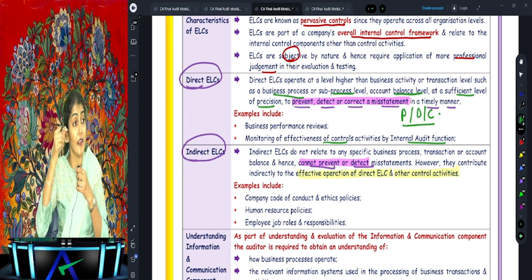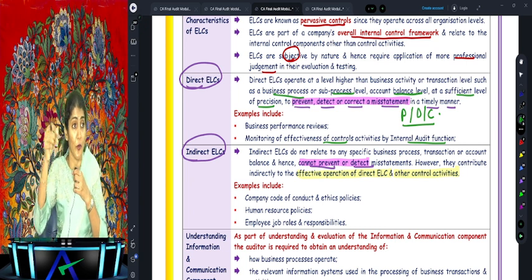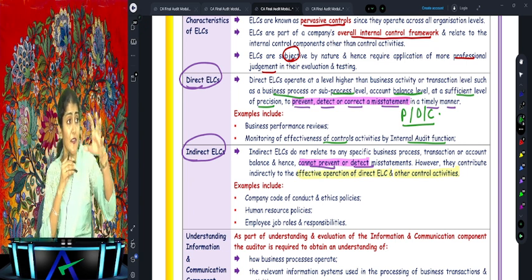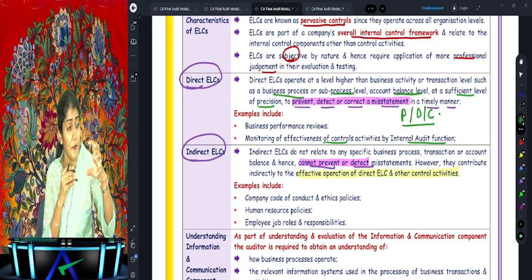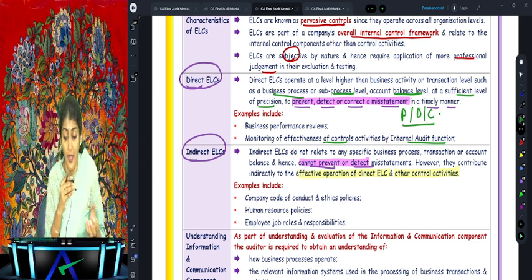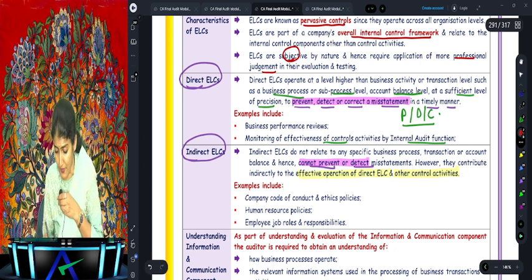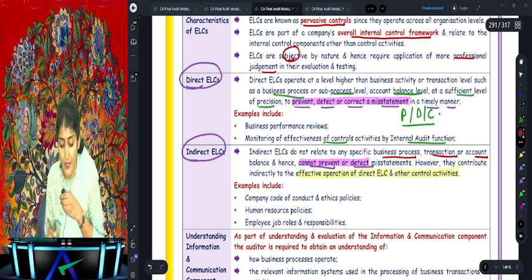Again, what does it say? It's a direct entity level control, because the internal auditor will find out, okay, these are the weaknesses, these are the deficiencies in the internal control. And indirect ELCs, they do not relate to any business process, any transaction, or any account balance.